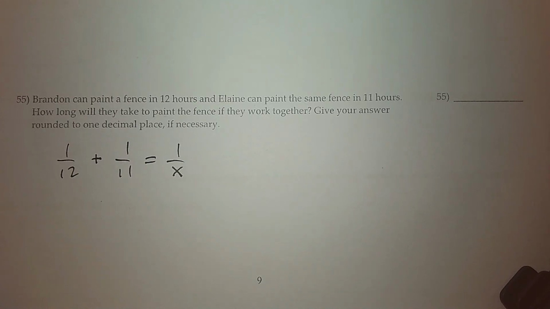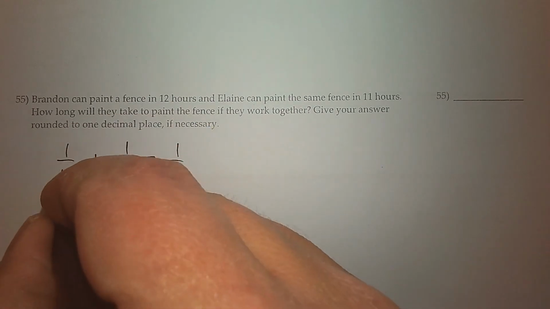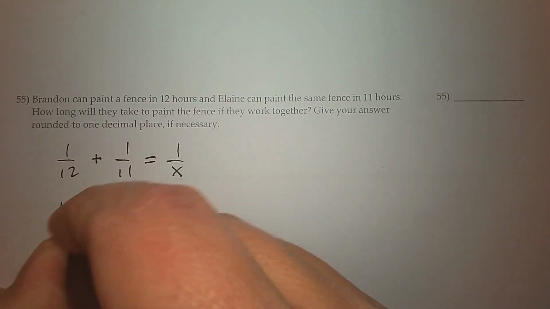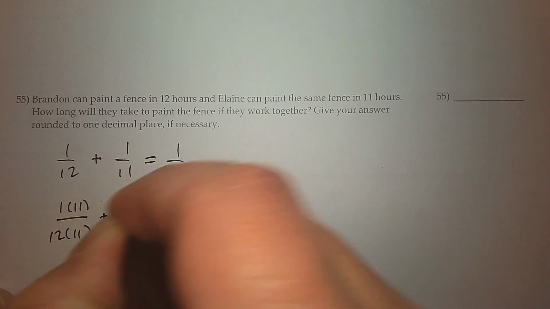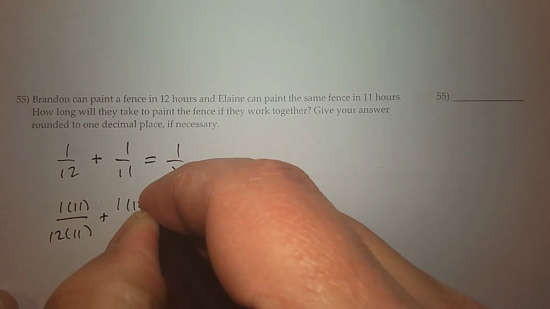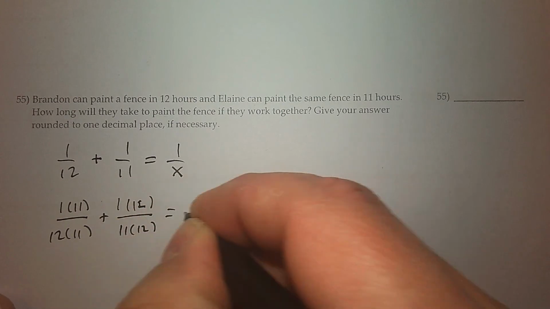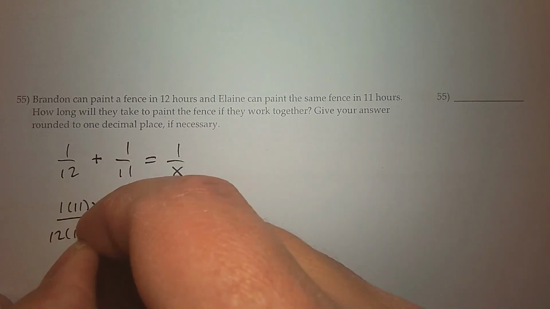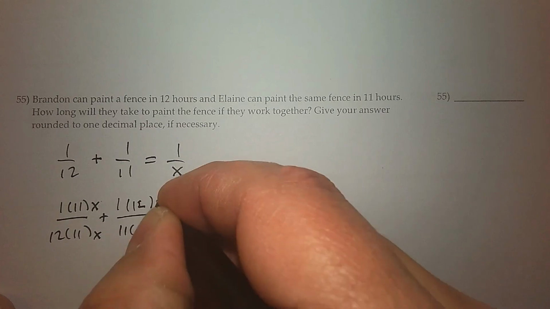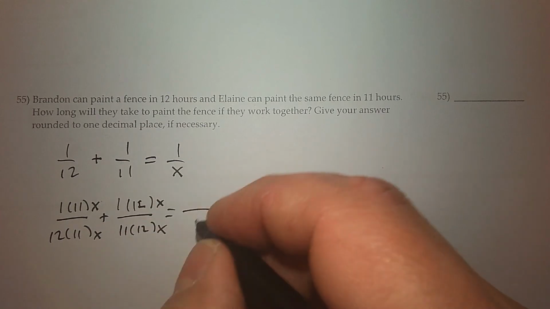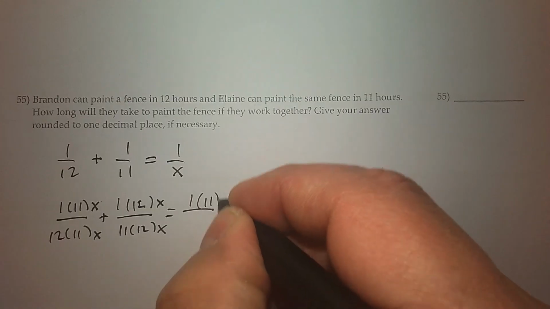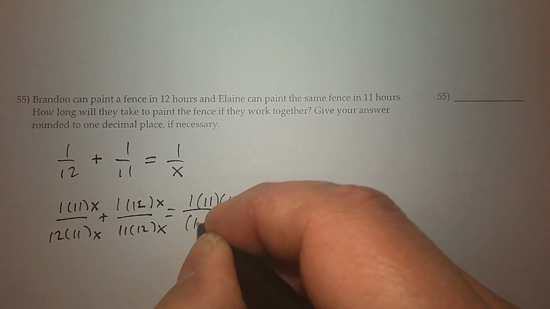So I need to get common denominators here, correct? I'm going to multiply the top one times 11. I'm going to multiply the next one times 12. And then the last one needs both, and it also needs x. So the denominators can be the same. And the last one needs an 11 and 12.